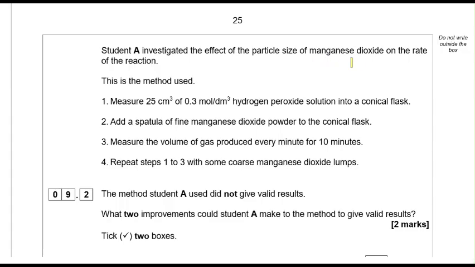9.2. Student A investigated the effect of the particle size of manganese dioxide on the rate of reaction. This is the method used. Measure 25 cm cubed of 0.3 mole per decimeter cubed hydrogen peroxide solution into a conical flask. Add a spatula of the fine manganese dioxide powder to the conical flask. Measure the volume of gas produced every minute for 10 minutes. Repeat steps 1 to 3 with some coarse manganese dioxide lumps.